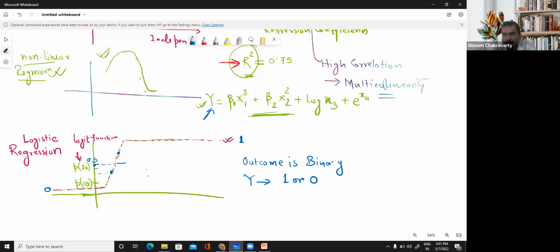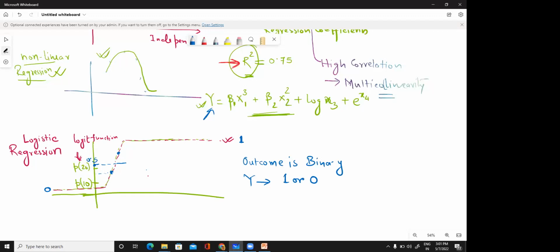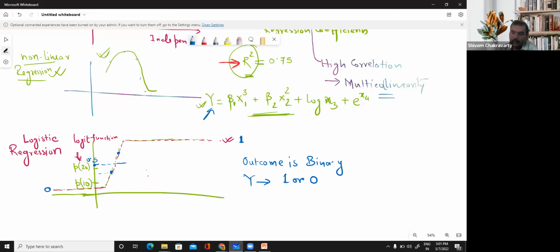So have you understood the basic concept of logistic regression? Yes, sir. Yes, Oscar. Yes, okay. Sriram is in meetings.